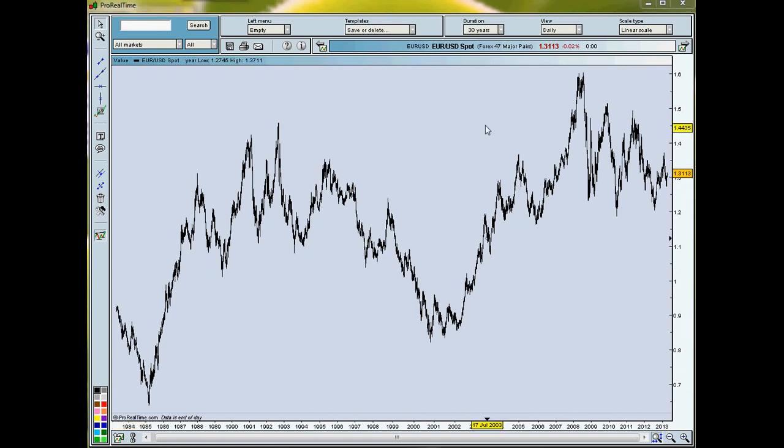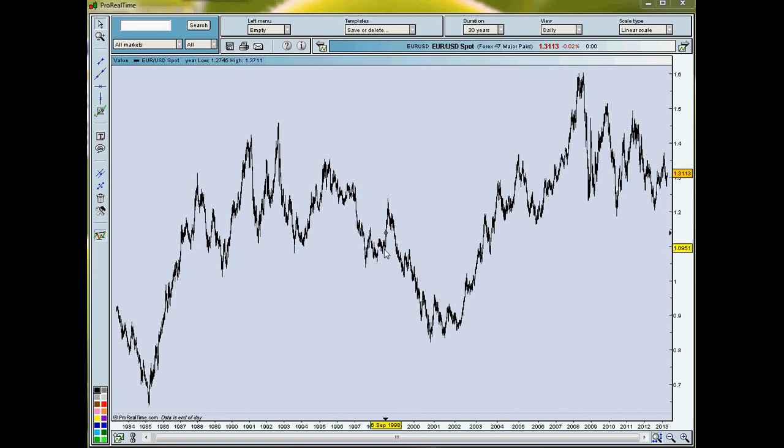Let's go ahead and look right here. This is the Euro US dollar. This is the daily chart, with 30 years of information. In actuality, the Euro US dollar in its current form started on January 1st, 1999, and all the price data you see before it is actually from the ECU. So technically, it's not the Euro US dollar in its current form. Like I said, it started January 1st, right about here.